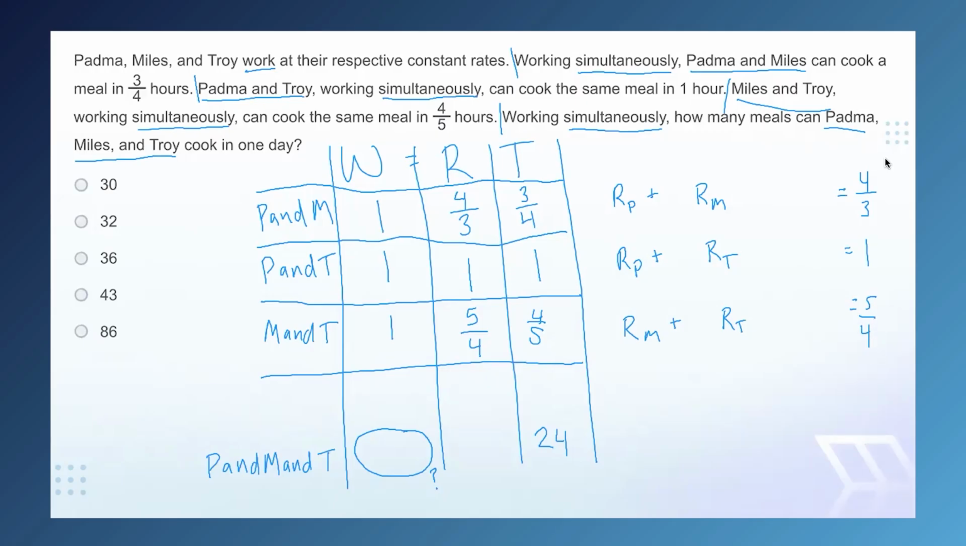Now, at this point, you might be thinking, hey, I've got 3 equations, and in those 3 equations, I have 3 variables. This is a system of equations. I can use substitution or elimination to solve for each of those variables individually, to solve for each of my individual rates. And then I can add those individual rates. So I can add the rate of P to the rate of M to the rate of T. And then that is going to give me my combined rate. I can plug that into my matrix, and I can use it to solve for my work. And, in theory, that could work.